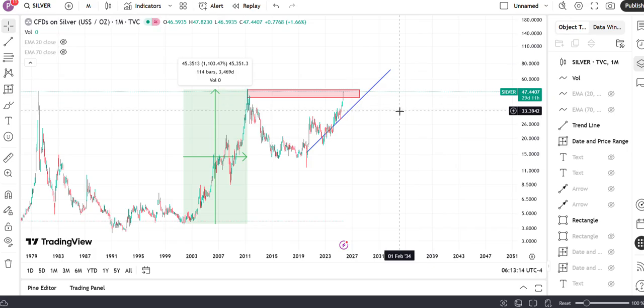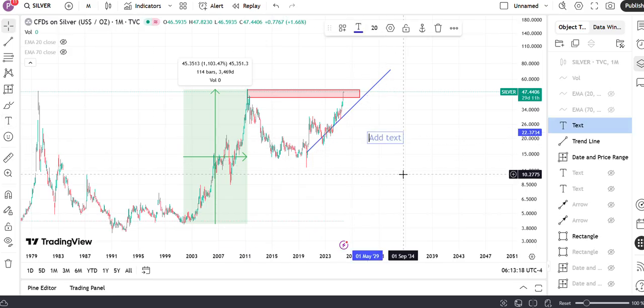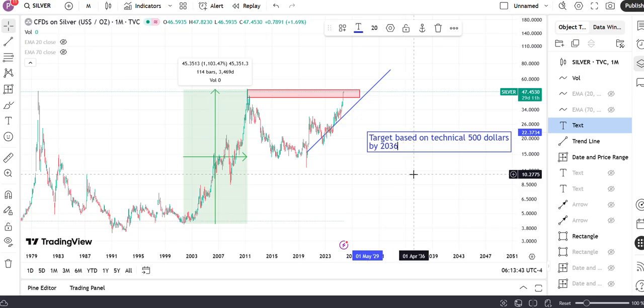So I think once again I will write the target. So target based on technical, $5,000 after, by 2036. So that is what it is showing.